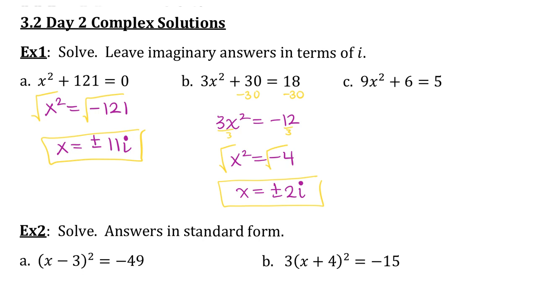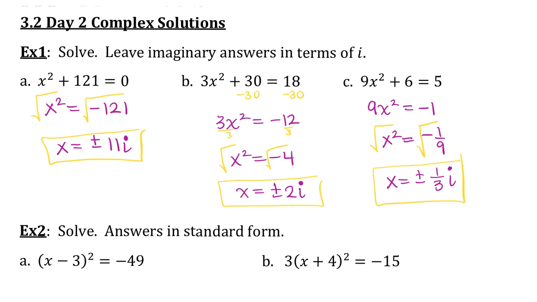Let's try C. Minus the 6 over. 9x squared equals 5 minus 6, negative 1. Divide by 9. Negative 1/9. Let's go ahead and square root it. X equals positive, negative. It's imaginary. And then the square root of 1/9 is actually 1 over 3. So plus or minus 1/3 i. Because it's imaginary. If it's not imaginary, don't put an i.